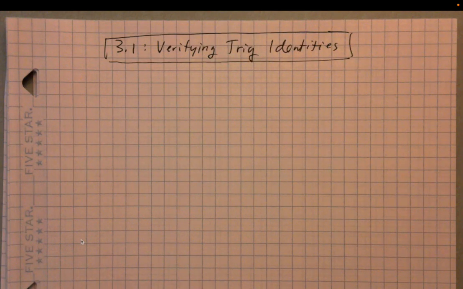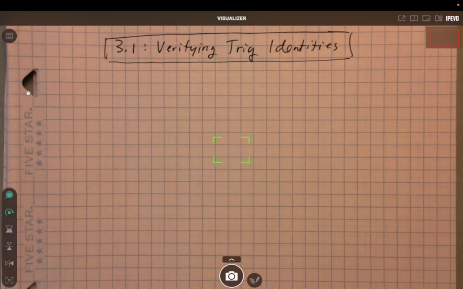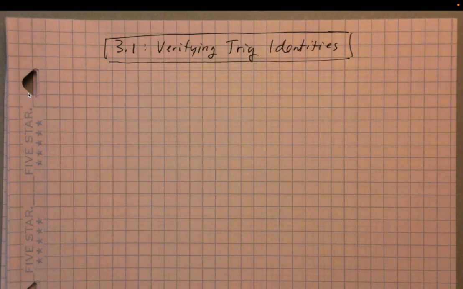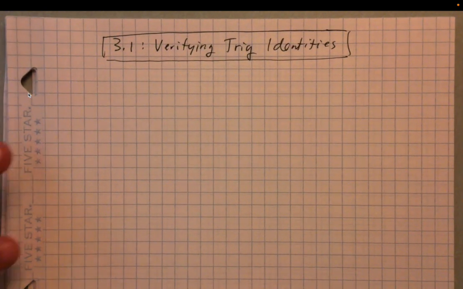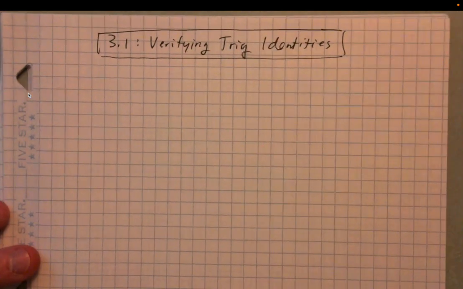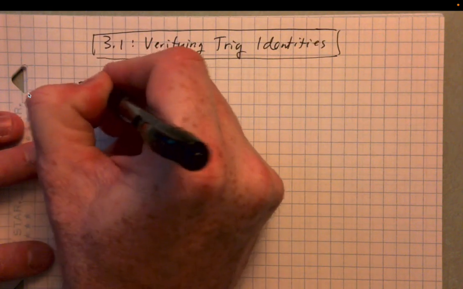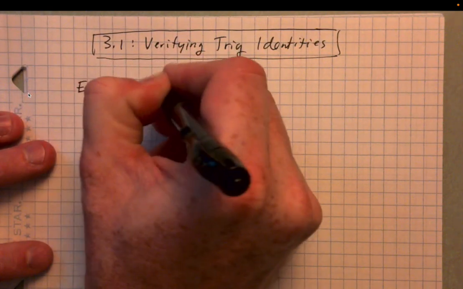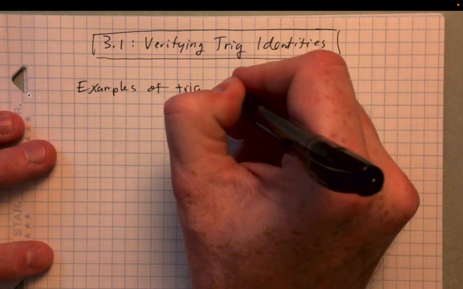So I'm going to call this section 3.1. As I say, this is the first of what I would consider to be the third main section of trigonometry, and we're going to call it verifying trig identities. Okay, and we've seen trigonometric identities already. Some examples of trig identities have already appeared.